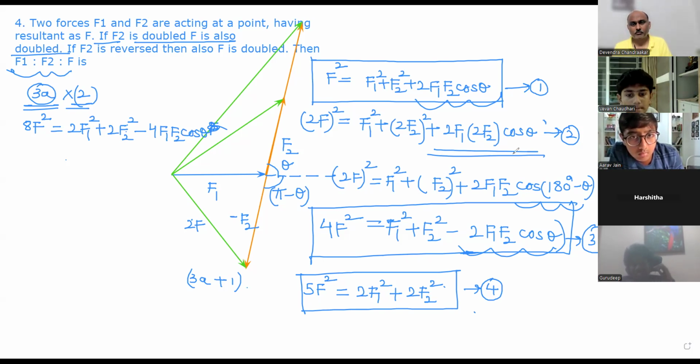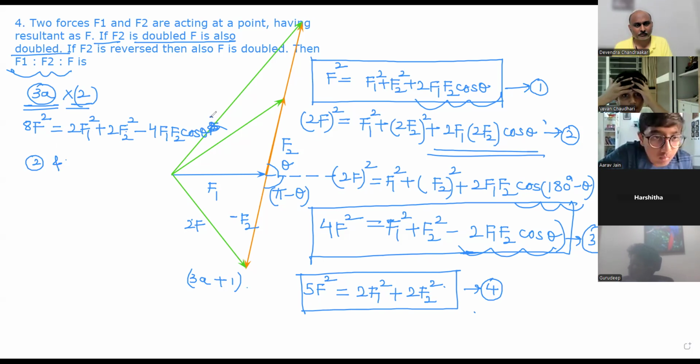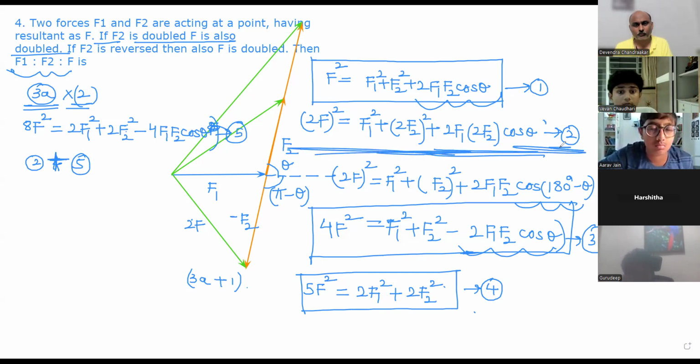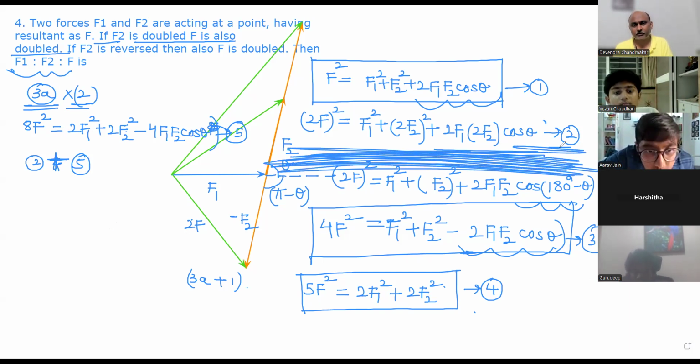Okay. Now what I'll do is, I will add equation 2 and this equation. Let's name this equation as equation 5. And 2 plus 5, I add these two equations. What is equation 2? This is equation 2. All of you, can you see this? Yes.